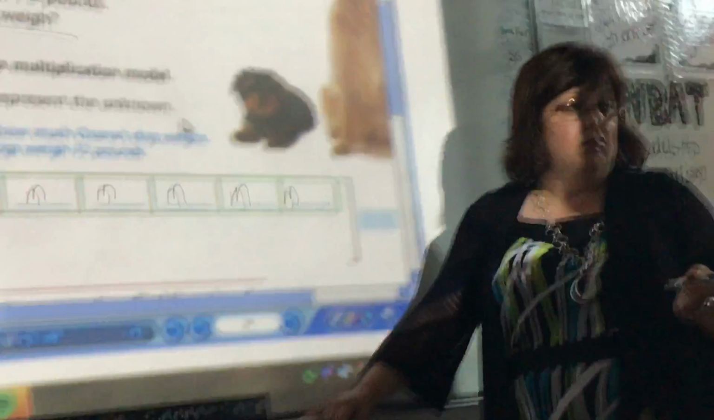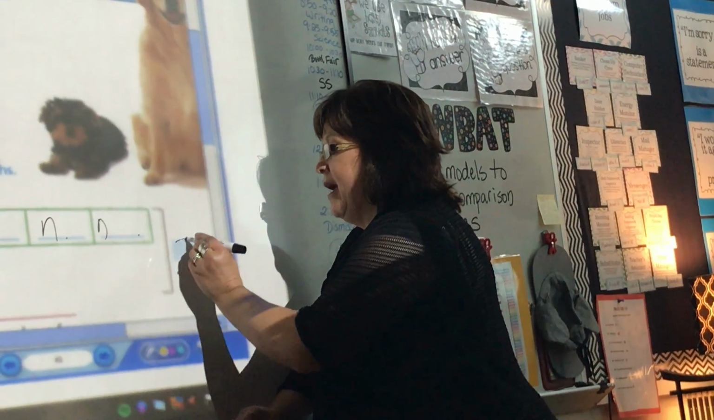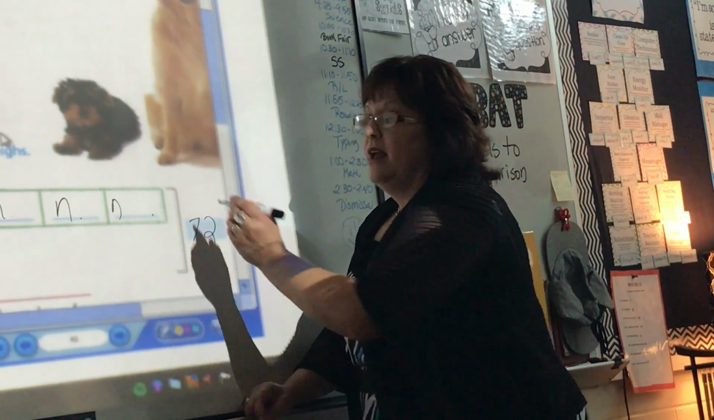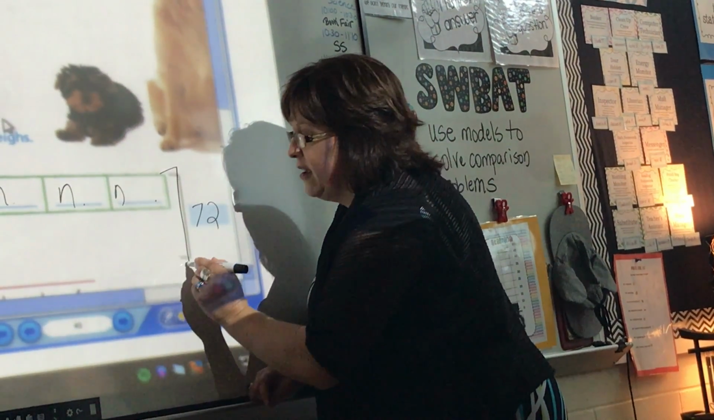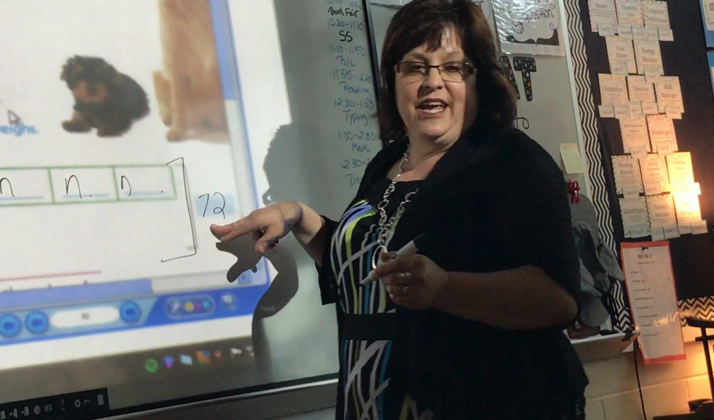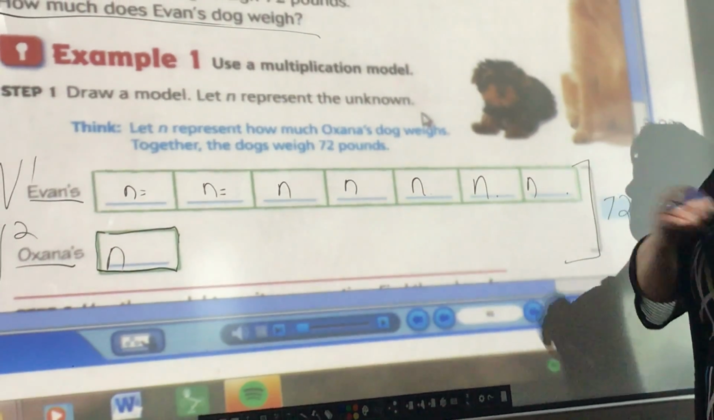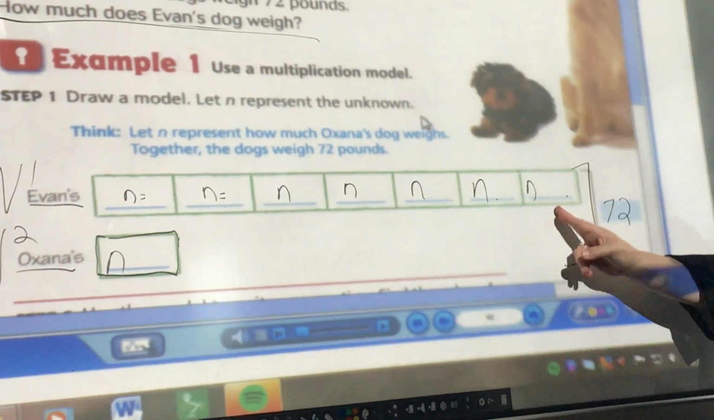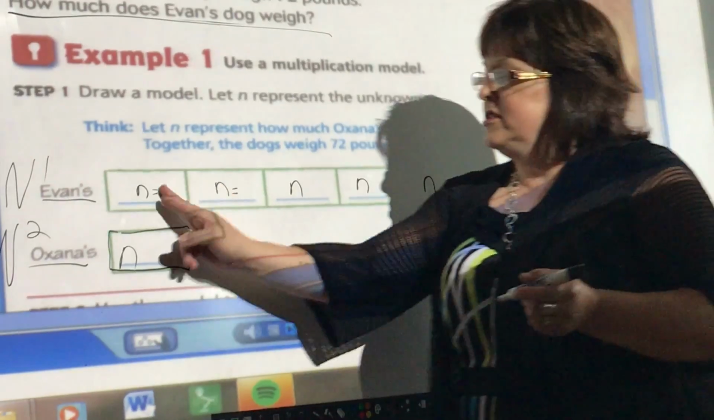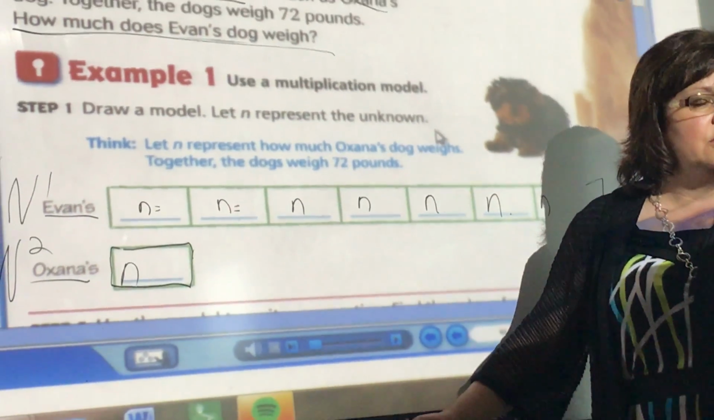Okay, now one thing we do know. What do we know? We know that together they weigh 72 pounds. And you'll notice we have a little bracket over here to show us that together they weigh 72 pounds. So we have Oksana's dog and we have Evan's dog. Now, how are we going to figure out what goes in each one of these boxes?